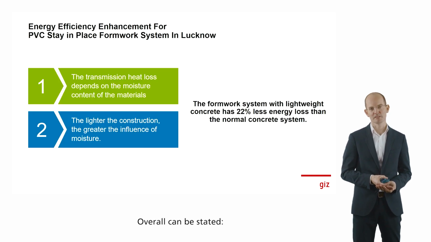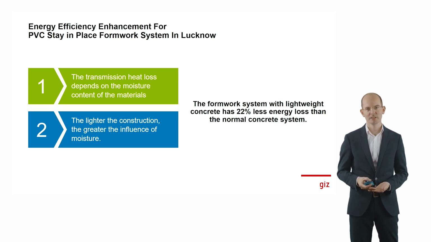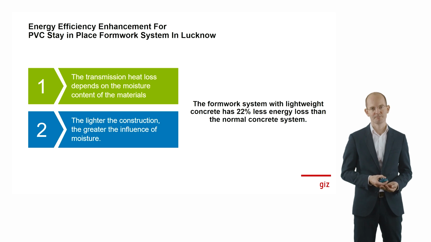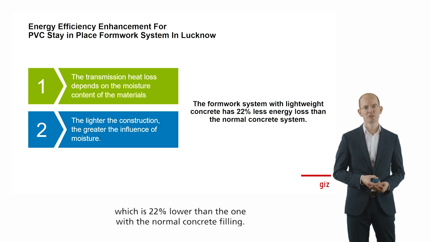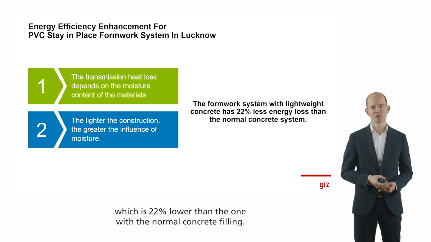Overall, it can be stated: the transmission heat loss depends on the moisture content of the material, and the lighter the construction material, the higher the influence of the moisture is. For this example, we also see that the formwork system with the light concrete filling has a total energy demand which is 22% lower than the one with the normal concrete filling.